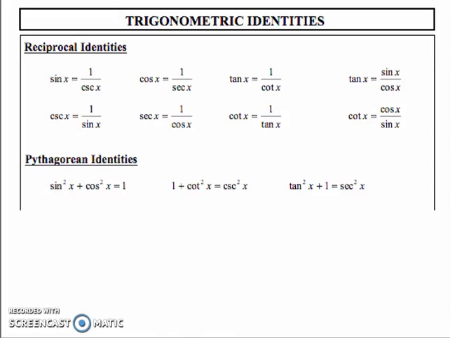Hello math friends, this is Precalculus section 7.1 day 1 notes. We are going to start chapter 7 with a discussion of some trigonometric identities that we should already be familiar with.